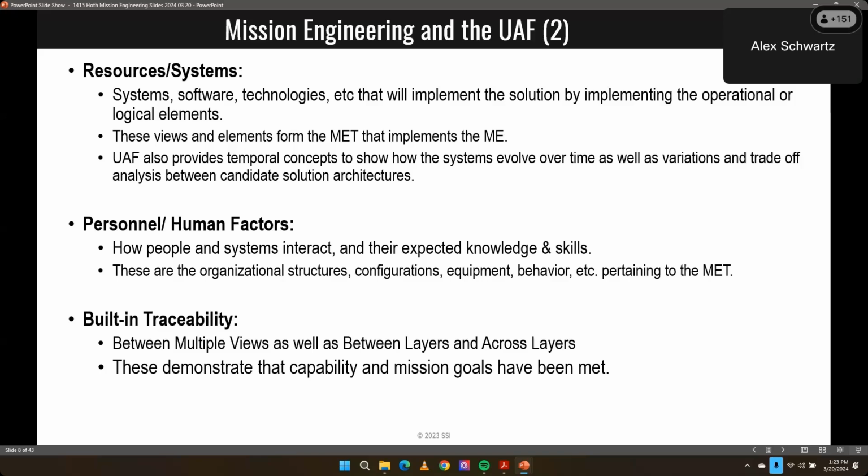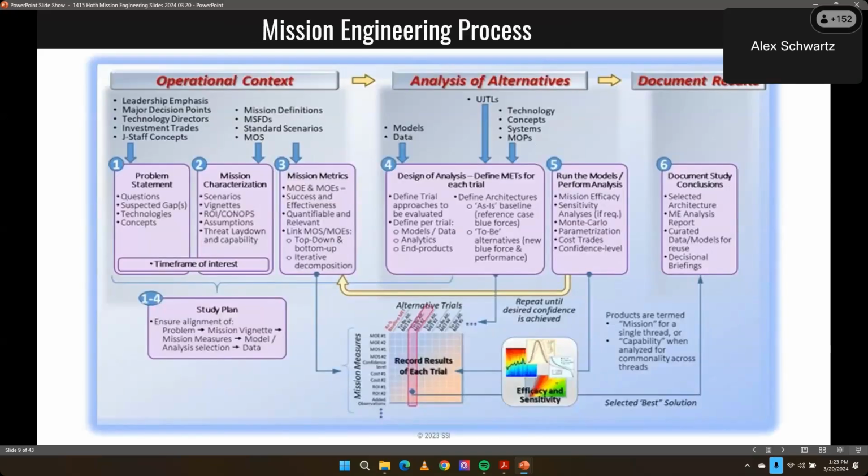And also built-in traceability across all the different layers. I have a set of goals, capabilities, etc. Have I fulfilled all my goals? Okay, so let's keep going.